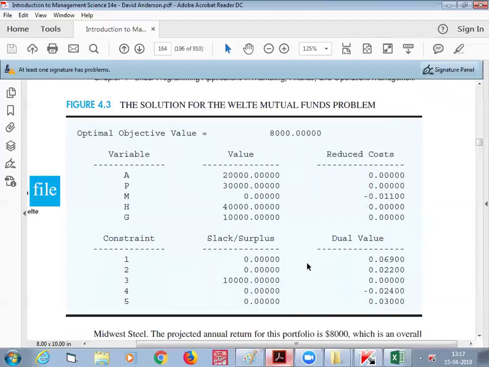Our optimal solution is invest 20,000 in Atlantic oil, 30,000 in Pacific oil, 0 in Midwest steel, 40,000 in Huber steel, and 10,000 in government bonds. And our total return is $8,000. Okay, so these are the investments. And notice Midwest Steel has a reduced price.